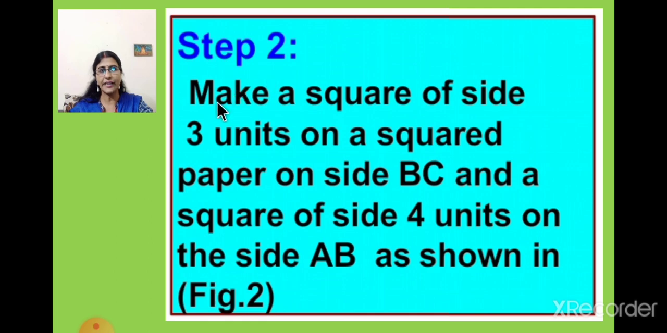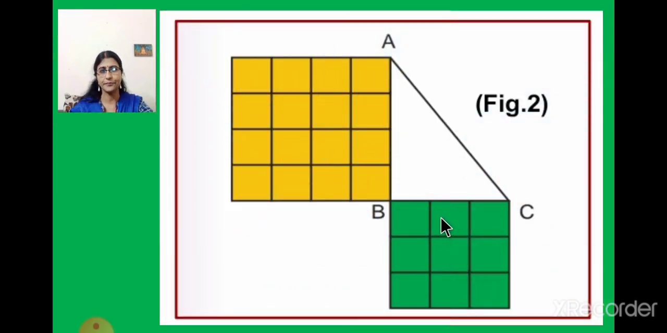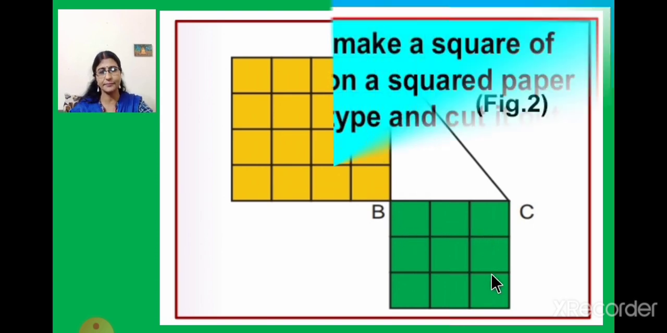So in step 2 you will write, make a square of side 3 units on a squared paper on side BC and a square of side 4 units on the side AB as shown in figure 2. So the figure 2 is this one. So like this you will make squares. As I have taken green color, this is of green color. Whatever color you take, you can color that square with that color. This is on side AB, so another square of 4 units. This square is of 3 units.